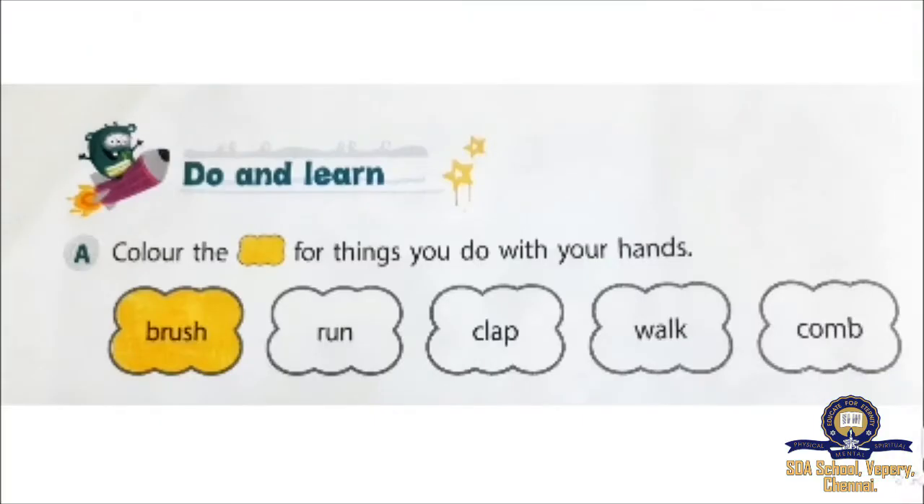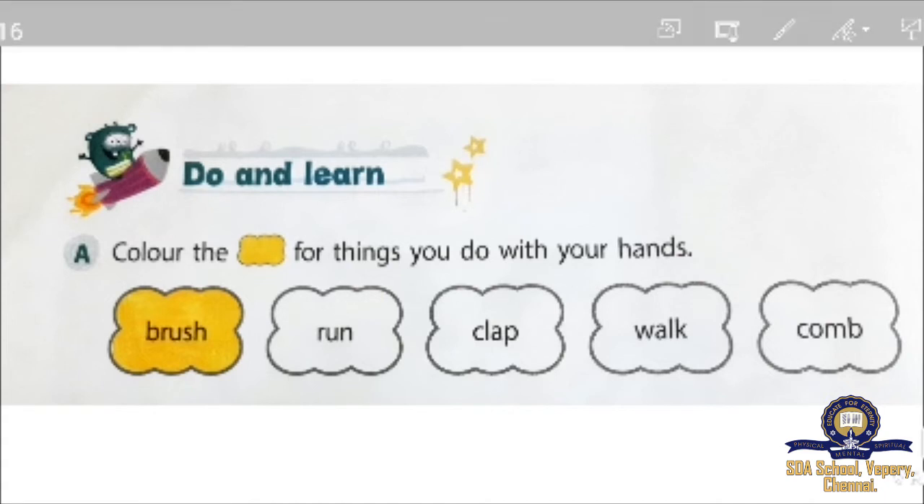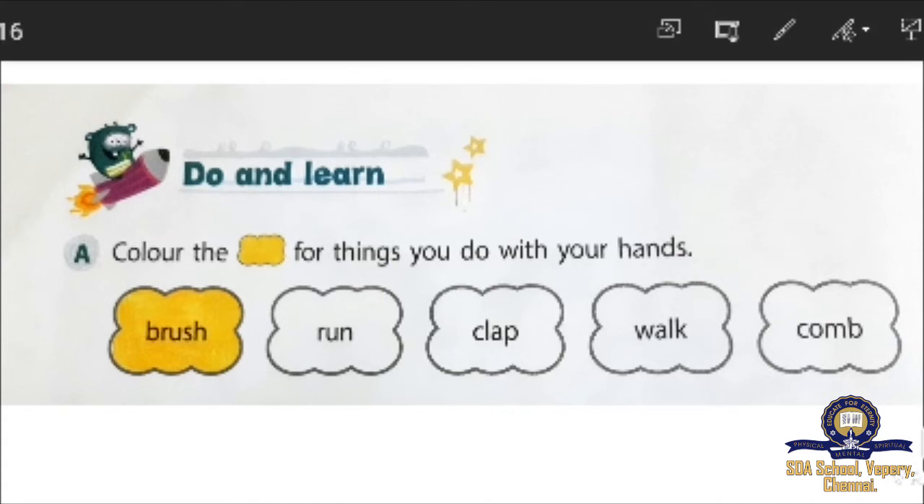Yes. Now we are going to do some exercises. Okay, look at here. Do and learn. Color yellow for things you do with your hands. What are the things you can do with your hands? You have to do coloring. Shall we do it now? Look at the first one. Brush.